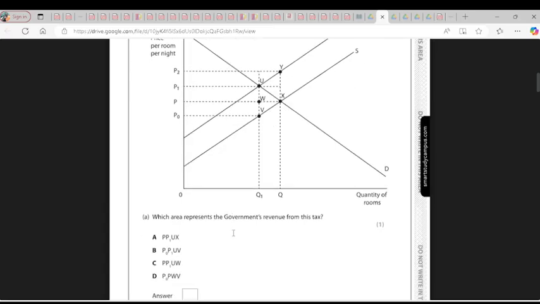So we check where XY and UV is here. We have P1UX, but it can't be UX. We want UV or XY. UV is at B. UW, no. PWV, no. So XY or UV is the government revenue on tax. Do you get the point here? Yes. We only have UV here, which is at B. Is it clear? Yes, sir. So that's question 1A, which is B.